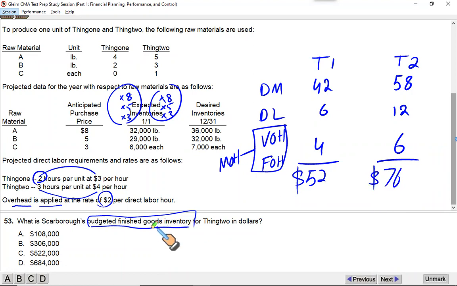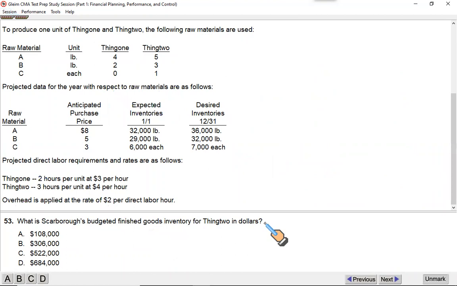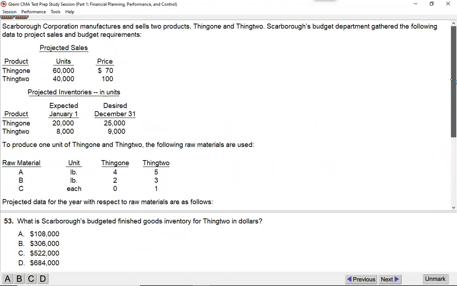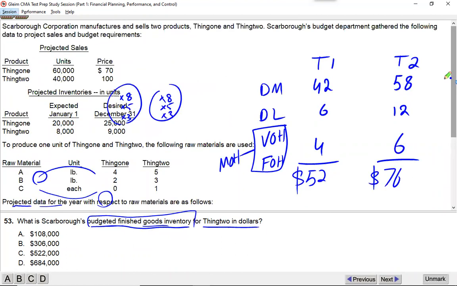The question says, what is the budgeted finished goods inventory for thing 2 in dollars? How many things 2 do we have? Let us see the desired closing stock. The desired closing stock for thing 2 is 9,000. Right, that is the estimated closing stock of thing 2. Each unit of thing 2 will have a cost of 76. So multiplying 76 with 9,000 gives you 684,000. This is the budgeted finished goods inventory for thing 2.